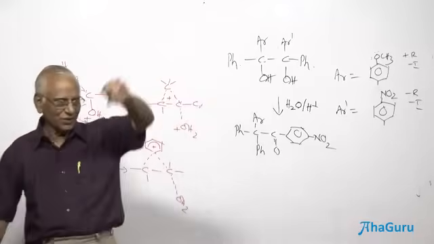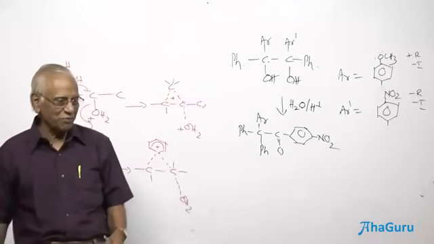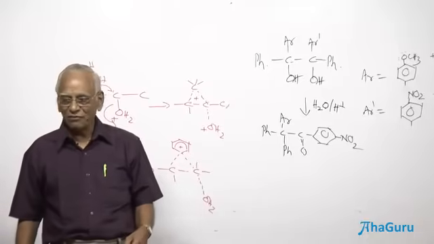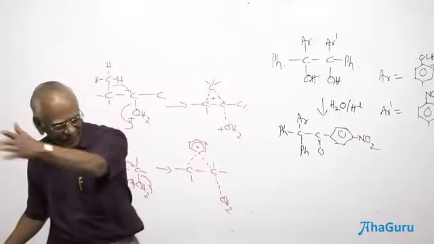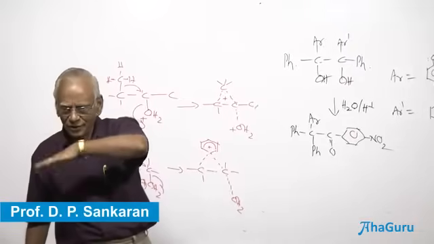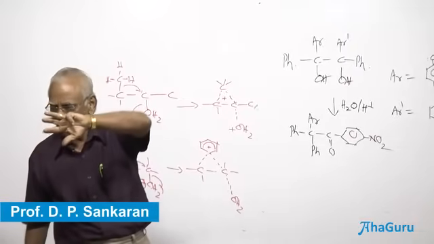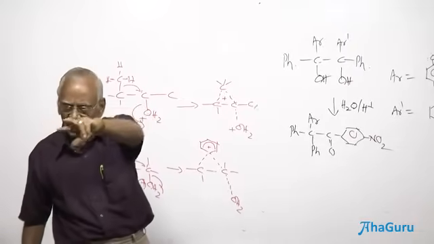I can ask you a lot more questions here. The migratory aptitude in this case is going to be phenyl greater than paranitro. I got three groups here. Why don't you arrange them in the decreasing order of migratory aptitude? Among the paramethoxyphenyl, paranitrophenyl and phenyl.